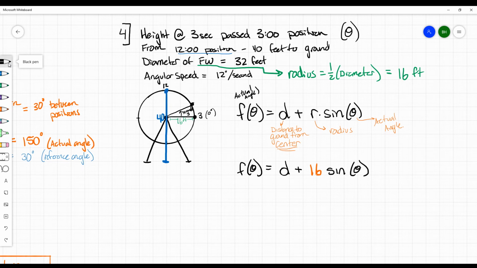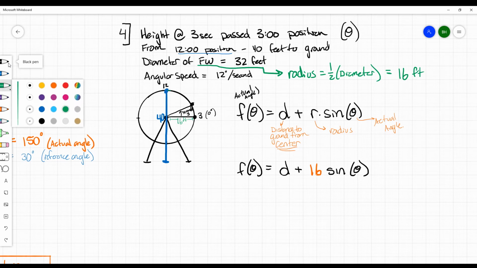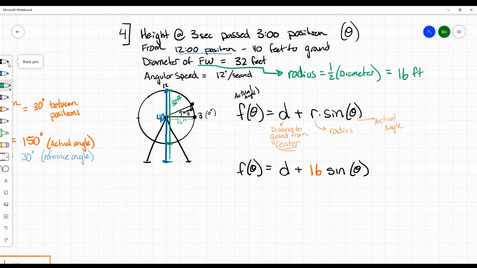So using this diagram and the information that we have, we know that this whole distance is 40 feet. According to the problem, it was given to us that the diameter is 32. So if we mark from the 12 o'clock position down to the 6 o'clock position, that whole distance is going to be 32 feet. It's the diameter of the circle, which means that we're left with a small sliver from the bottom of the Ferris wheel, from the 6 o'clock position to the ground, of 8 feet.